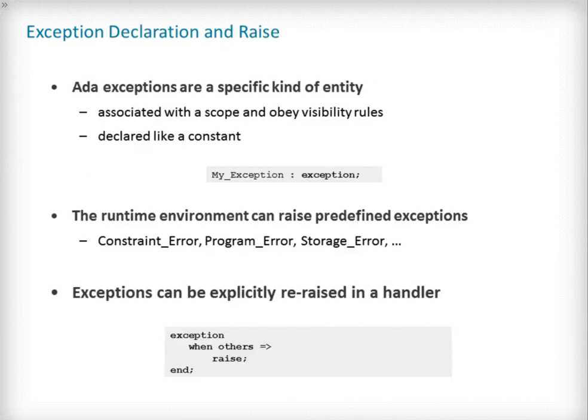While it is possible to reuse the predefined exception names in your code, to avoid confusion, Ada allows new exceptions to be declared as a specific kind of entity. Here is an example declaration of an exception called myException. It's declared like a constant and has associated scope and obeys the normal visibility rules. The developer is responsible for issuing explicit raise statements for any user-defined exceptions, as the compiler will not insert any code to perform checks for the conditions under which to raise the exception.